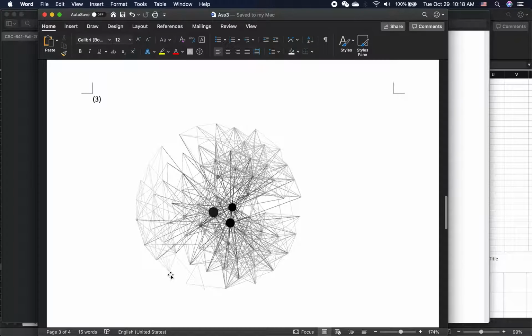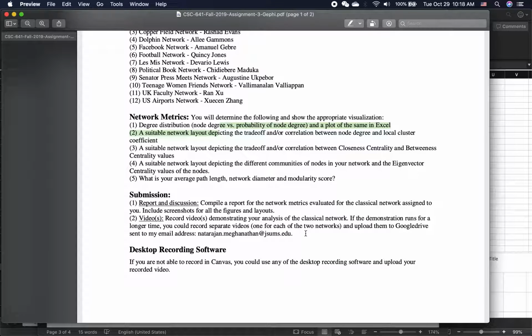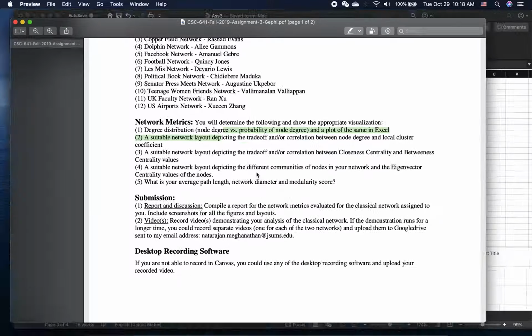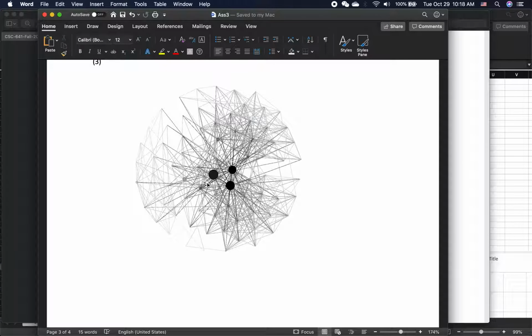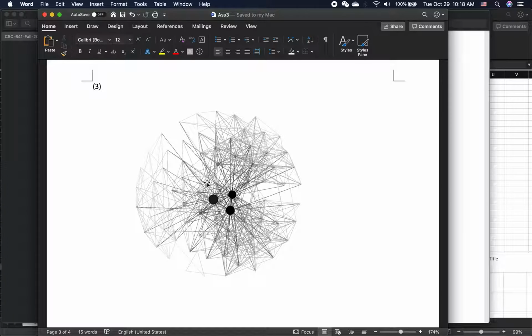So move to question 3. It's about the trade-off between closeness centrality and betweenness centrality values. So I color the closeness centrality. What is the meaning of closeness? It's a measure of how close a vertex is to the others. So basically it means how long it will take to spread the information from one node to the other node.